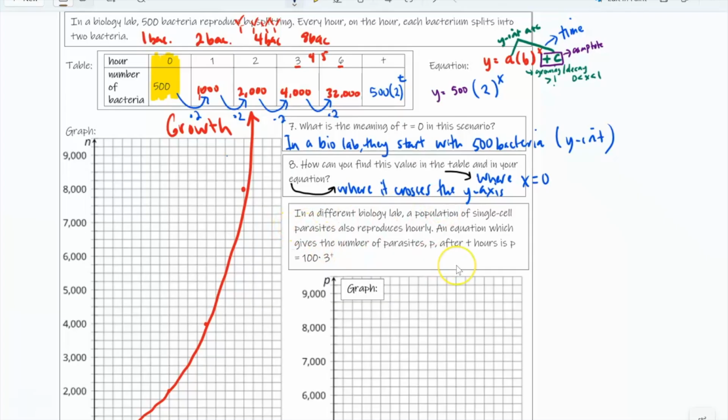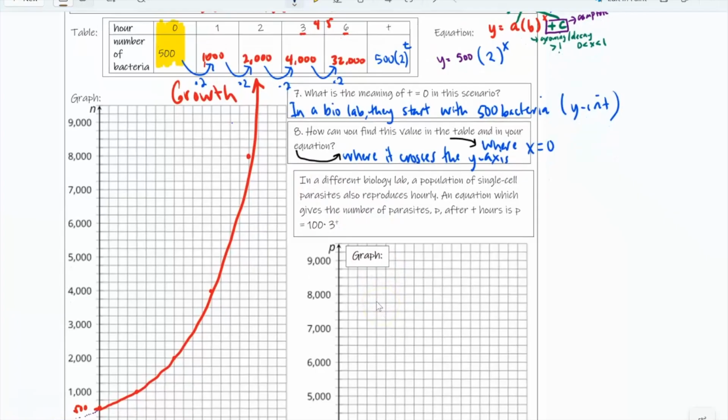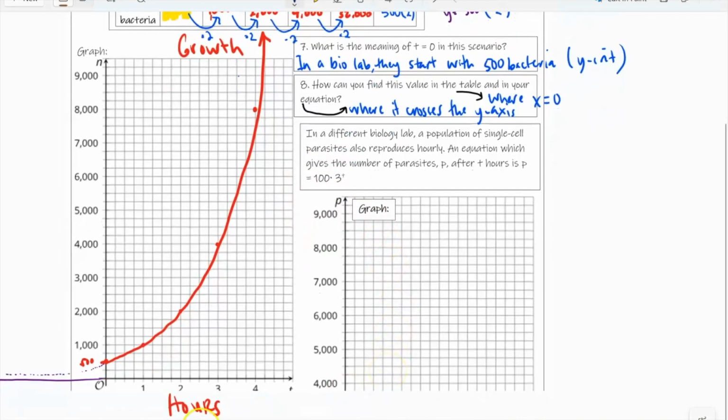All right, in a different biology lab. Okay, so that's the one I'm doing. So now you're going to do the rest of it. This is the question that you're doing right underneath it. In a different biolab, a population of a single cell parasite also reproduces hourly. The equation is given to you. So this time I give you the equation. Go ahead and fill out the graph and everything else underneath it. Let's practice.